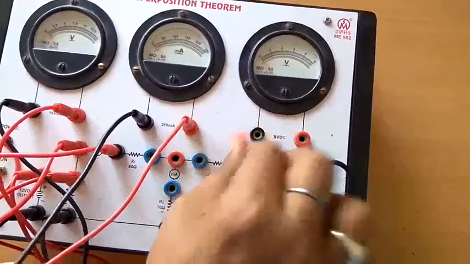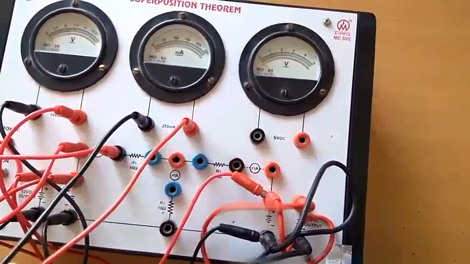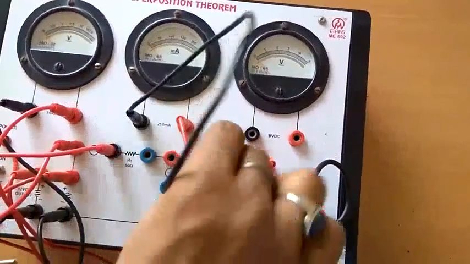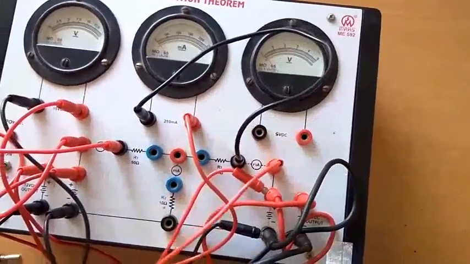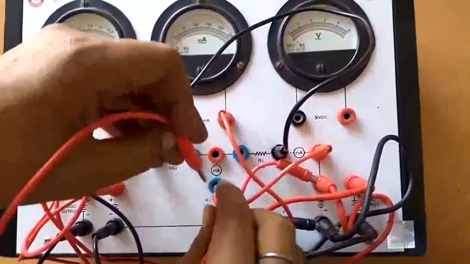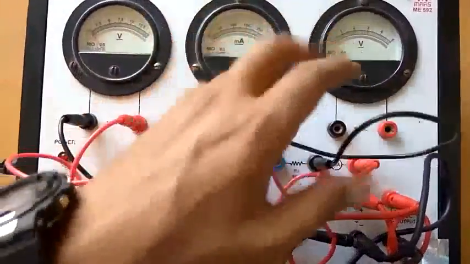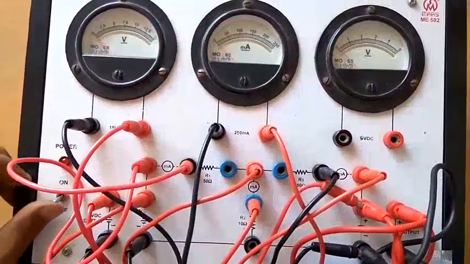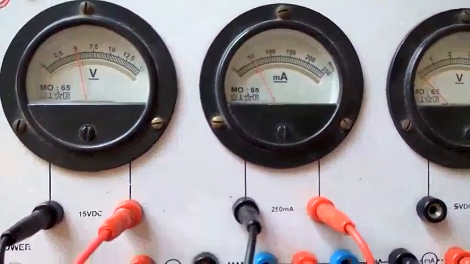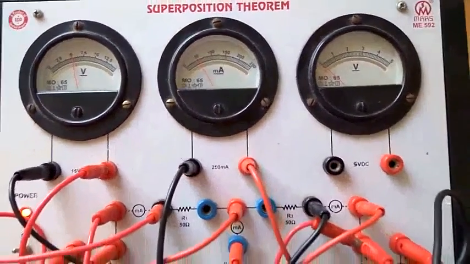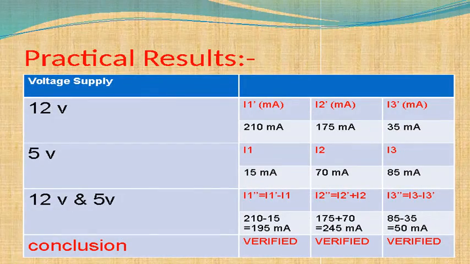Now our meter is being connected across R3 and let us see the result. Here we can see the result, the current through the R3 branch. So these are the practical results we get.